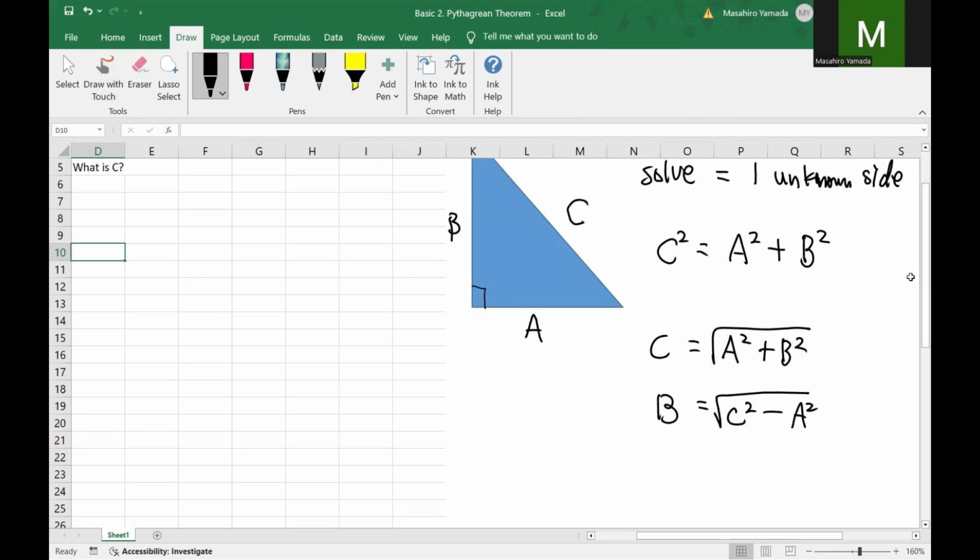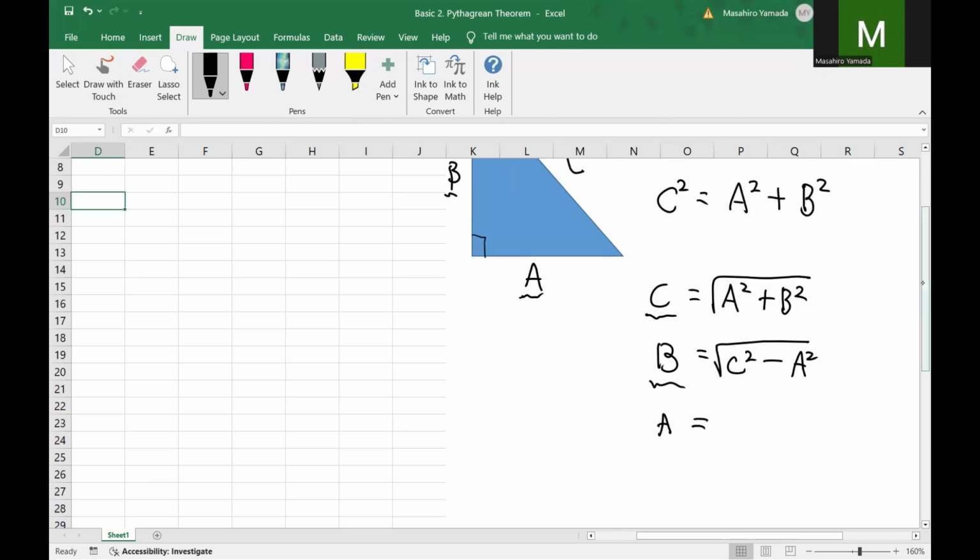If you want to solve for the length of C, you obtain squared A, obtain squared B, and sum them up, and after that, you take the square root of it. Then the answer you obtain will be the length of C, the hypotenuse. If you don't know one of the sides other than the hypotenuse, you need to use squared C minus squared A and take the square root of it. Then you can obtain the length of B. The situation is exactly the same if you want to solve for the length of A.